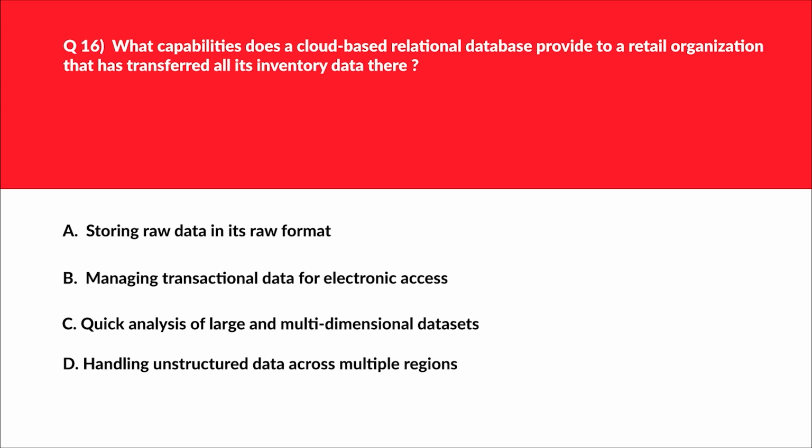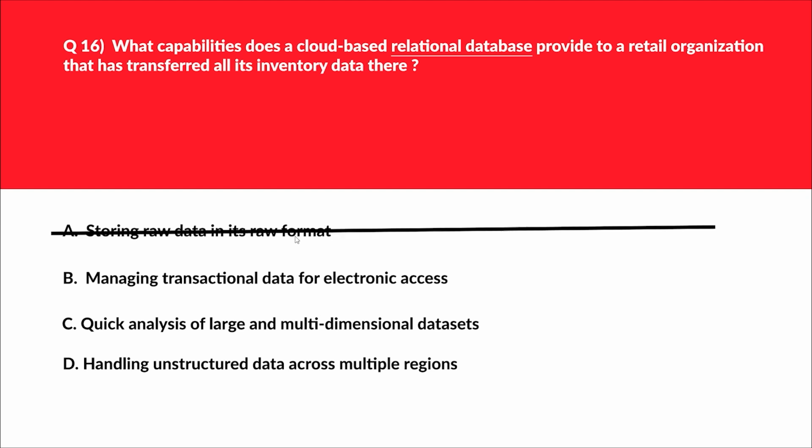Alright, let's tackle this question. We'll first look at option A. Option A says storing raw data in its raw format, that is, its usual format. Relational databases do not typically store raw data. Relational databases organize data into structural format, or structured data, as it is also known.